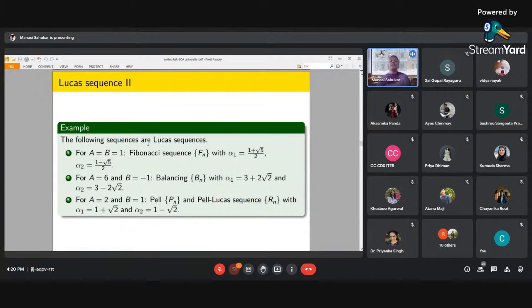If you go for the continued fraction, you get the denominators as the Pell sequence, and the numerators will always be the Pell Lucas sequence. So we get one more binary sequence there. The binary sequence is, if you pick a is equal to 2 and b is equal to 1, we'll get a binary sequence for the Pn and Rn with different alpha 1 and alpha 2. There alpha 1 is 1 plus root 2 and alpha 2 is 1 minus root 2.